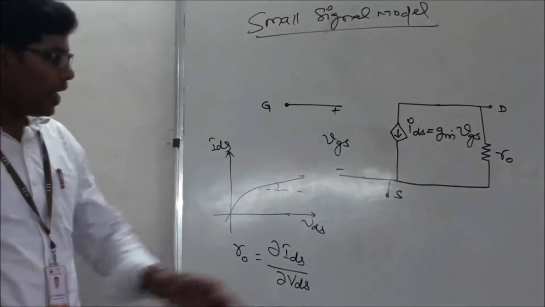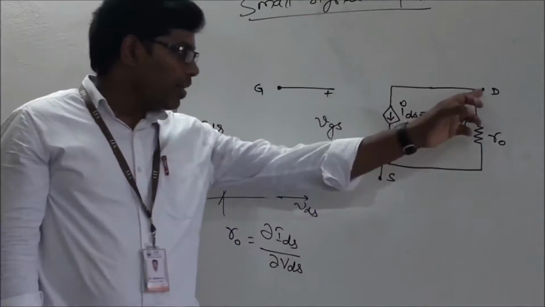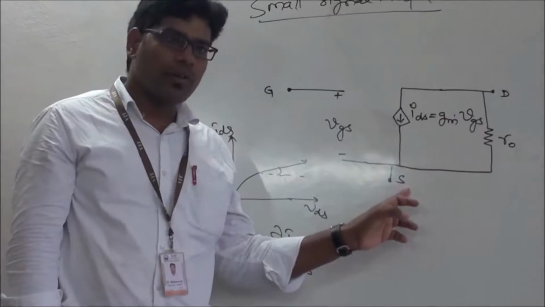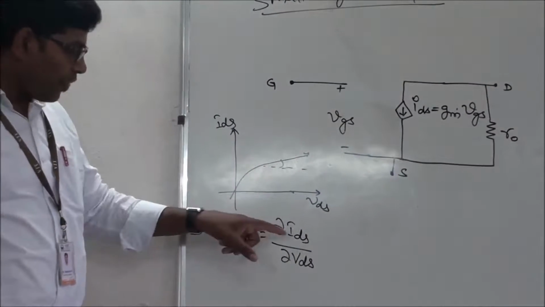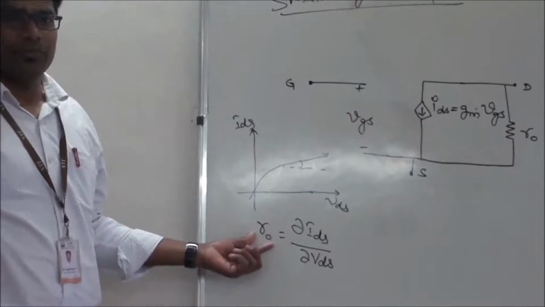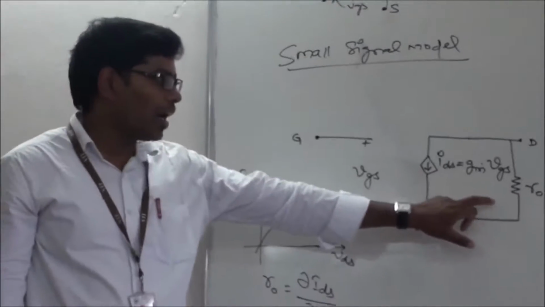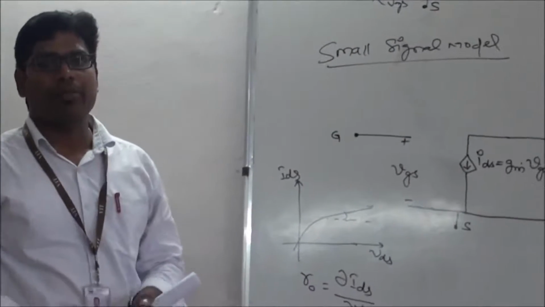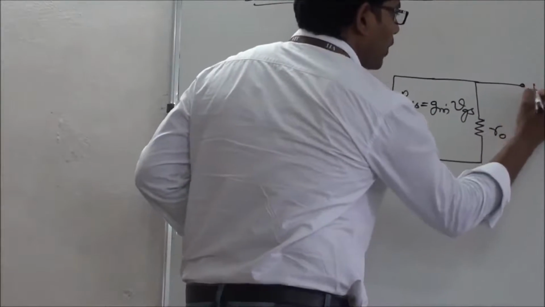So if I am including a resistance between drain and the source, it indicates the variation of IDS with respect to VDS in this ratio, R0. So if I include this R0, that's all. Now it becomes a perfect model for a MOSFET.